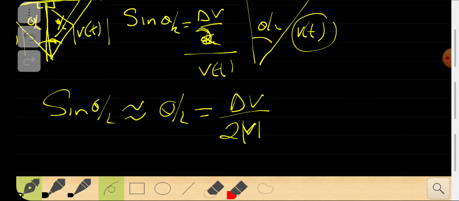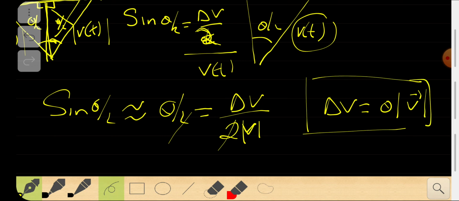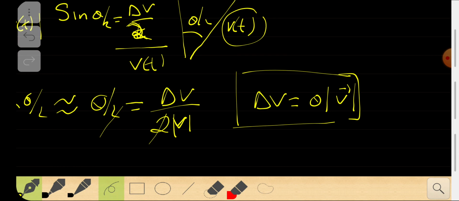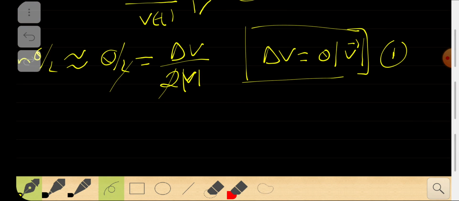So now you can say delta v must be equal to theta, the 2 and 2 will cancel, times the magnitude of vector v. I'm going to call this equation 1. So that's the velocity vector, and that's the difference in velocity.